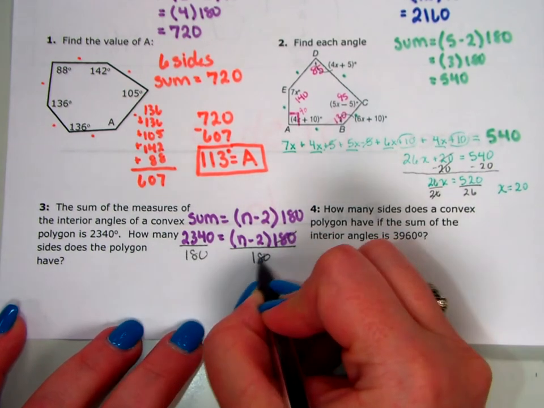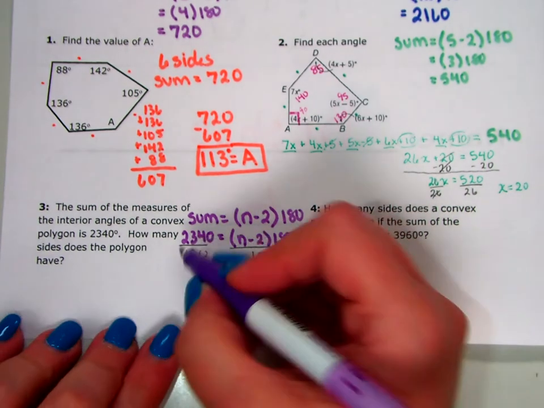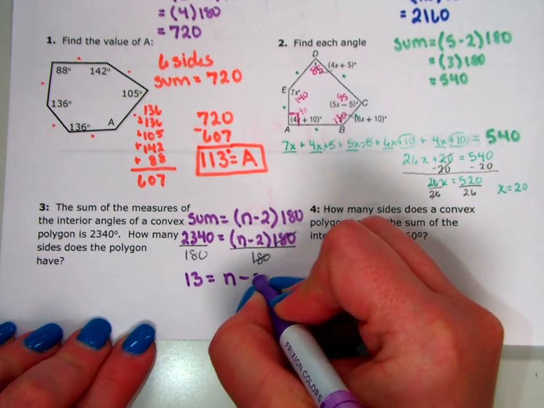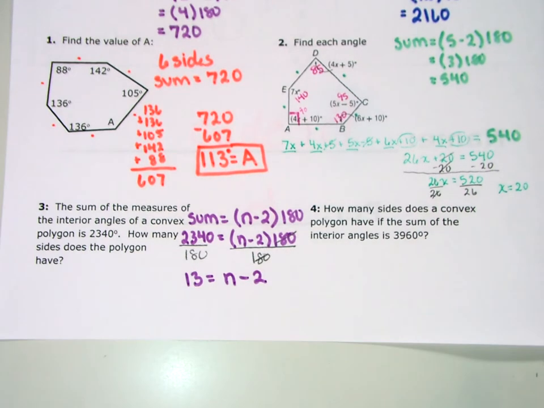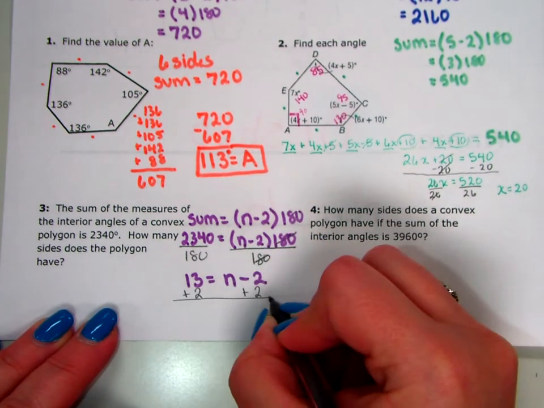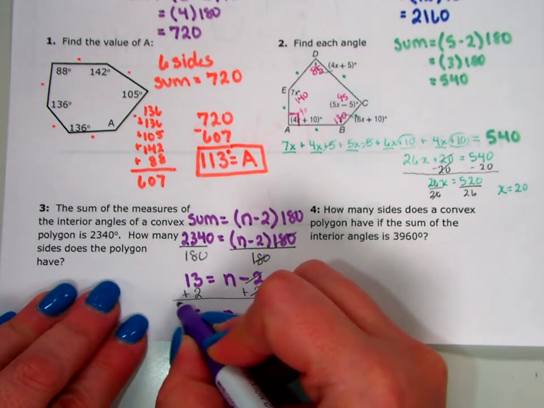You could distribute in if you wanted to, but I think it's nicer to get down to smaller numbers as quickly as possible. Somebody use their calculator and tell me what is 2340 divided by 180? That would be 13. And that equals, I still have what was left in the parentheses, n minus 2. How do I get rid of the minus 2? Add 2 to both sides. So the number of sides is 15.